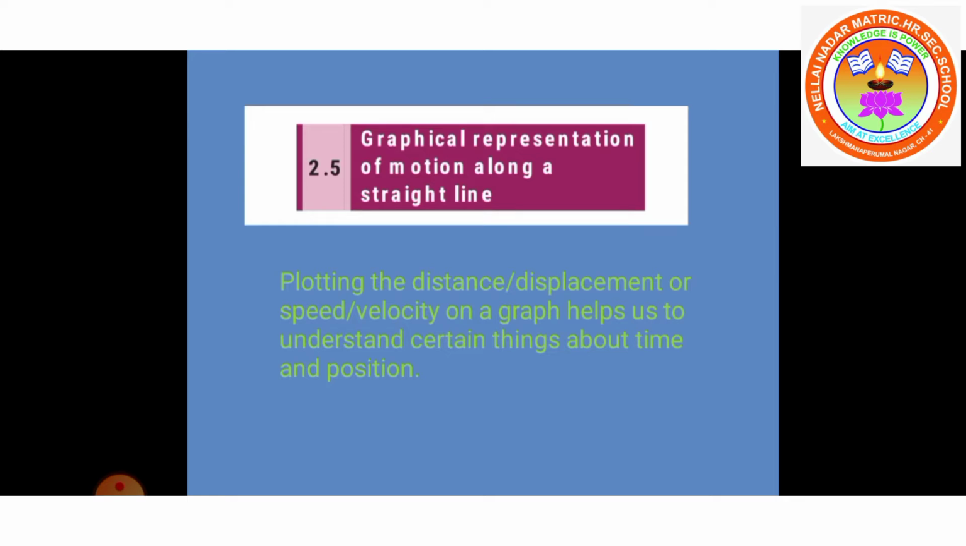drawing the graph of distance, displacement, or speed, velocity, it helps us to understand the time and the position of the object. By using that graph we can understand the time taken to travel from one point to another point, and also we can understand the position of the object at a particular time.